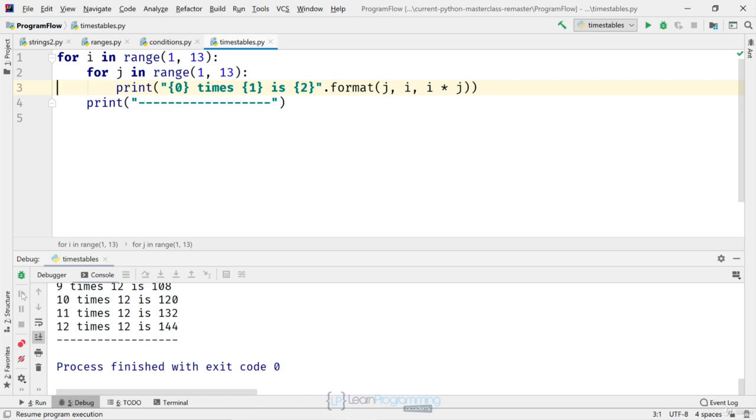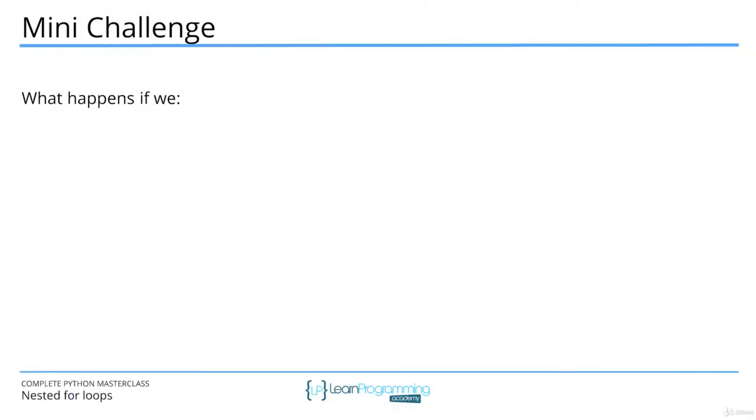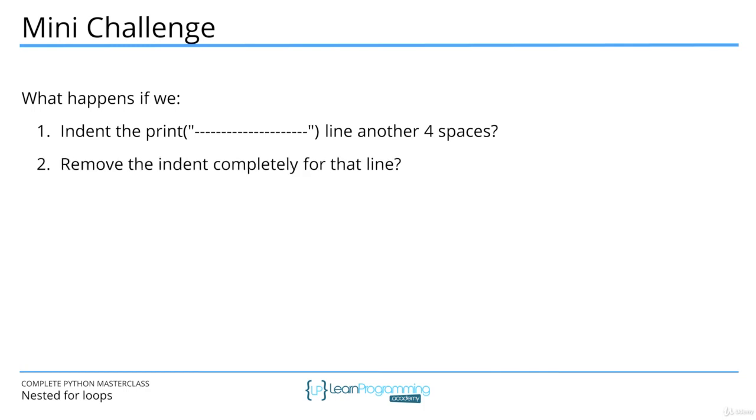Alright, so let's finish this program now with a mini challenge. Here's your mini challenge. What happens if we, 1, indent the print another 4 spaces? In other words, we move it over to the right. What would happen? And 2, what would happen if we move the indent completely for that line? So work out what you'd expect to happen before you try it. Pause the video if you're doing that. When you're ready, come back and we'll go through that challenge then.